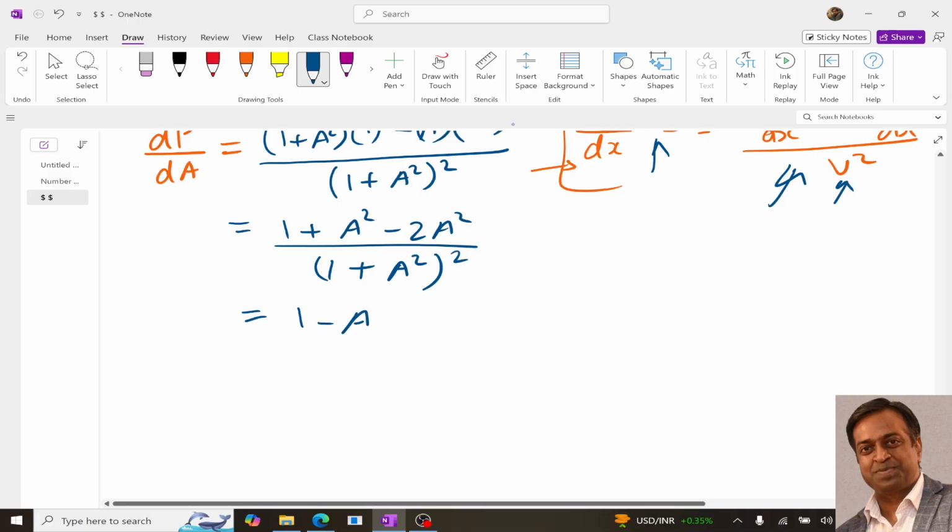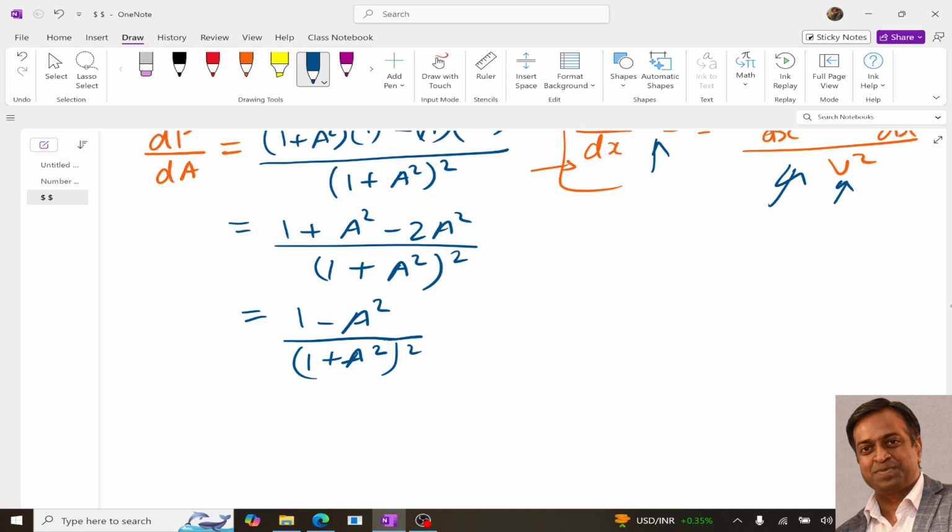One minus a square upon 1 plus a square, the whole square, right? 1 plus a square the whole square. And now for this one, if you plot a graph, let me show you.